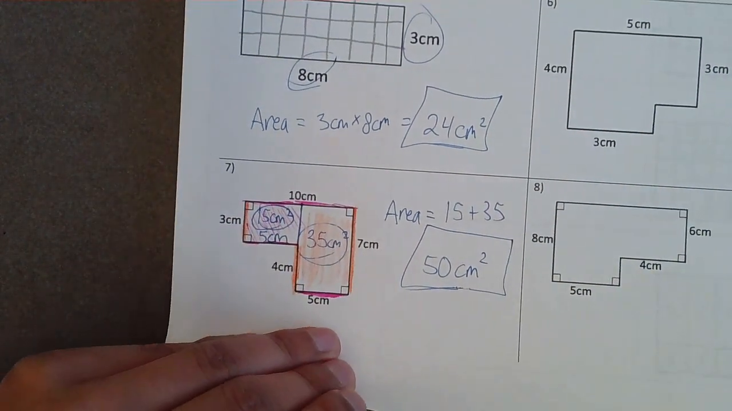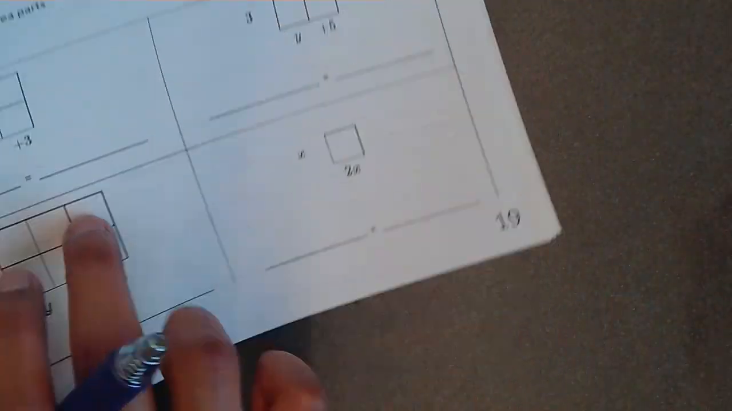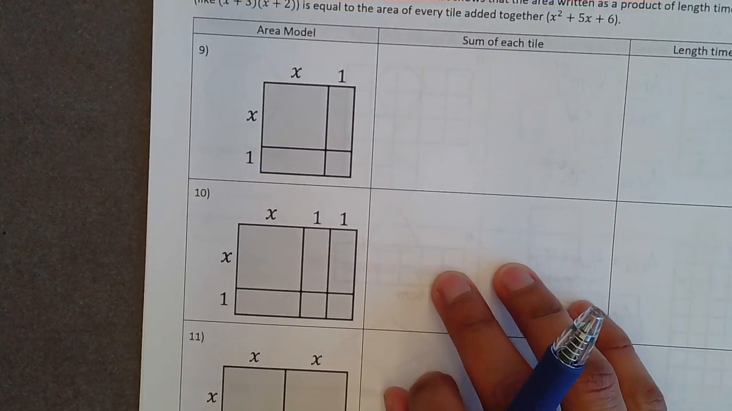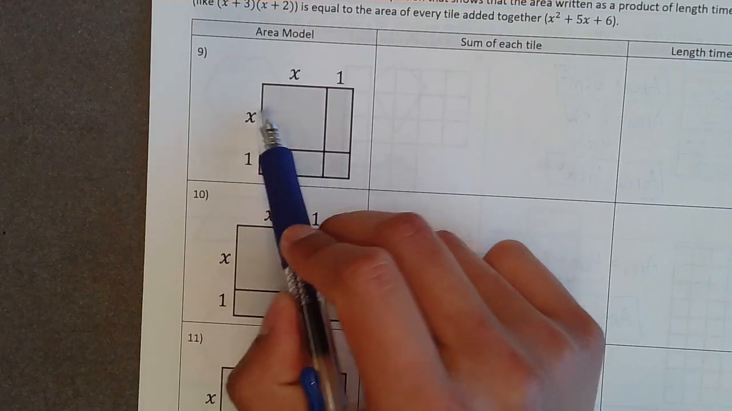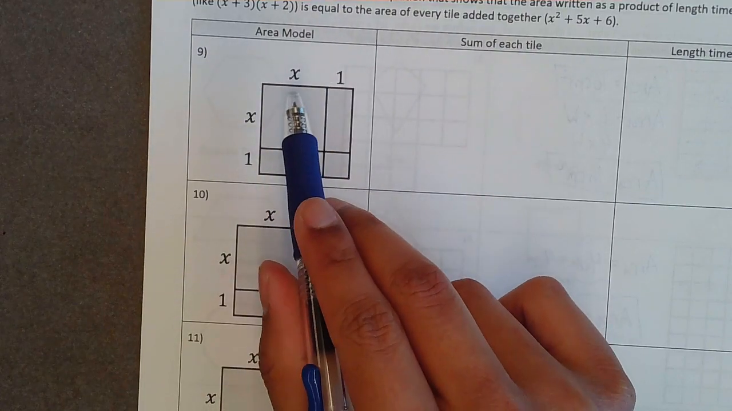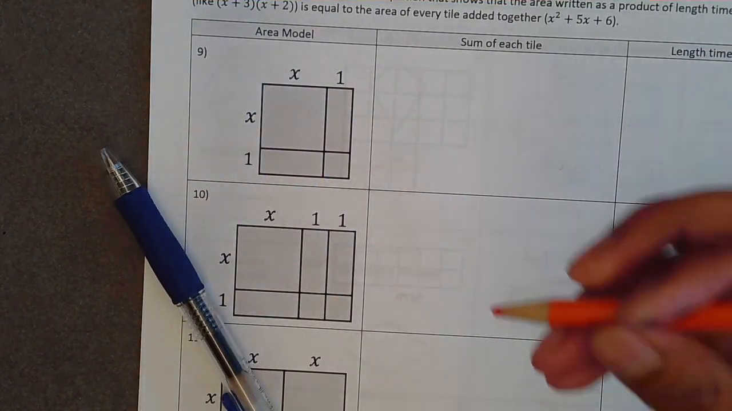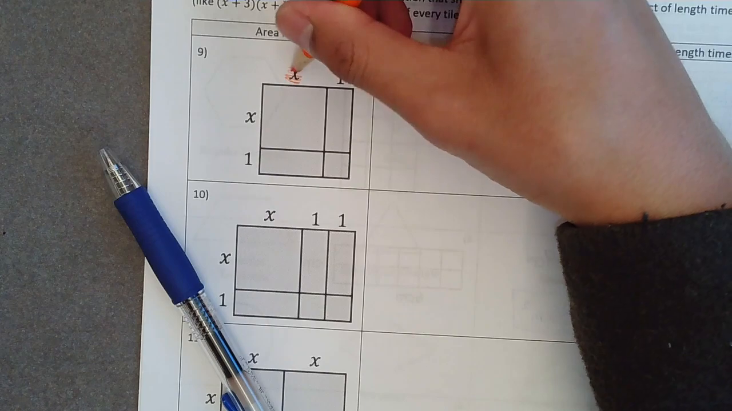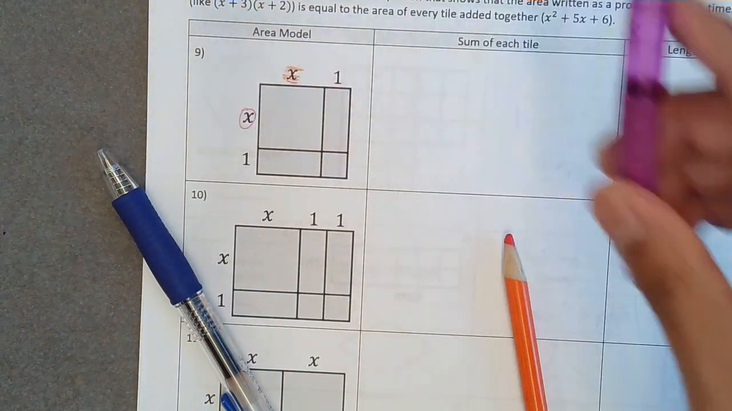Moving on to page 18. This one's a bit more involved, but I promised you it is nothing too different. Looking at this rectangle drawing over here, I know that the dimensions of this square, it has a length of x and a width of x also.